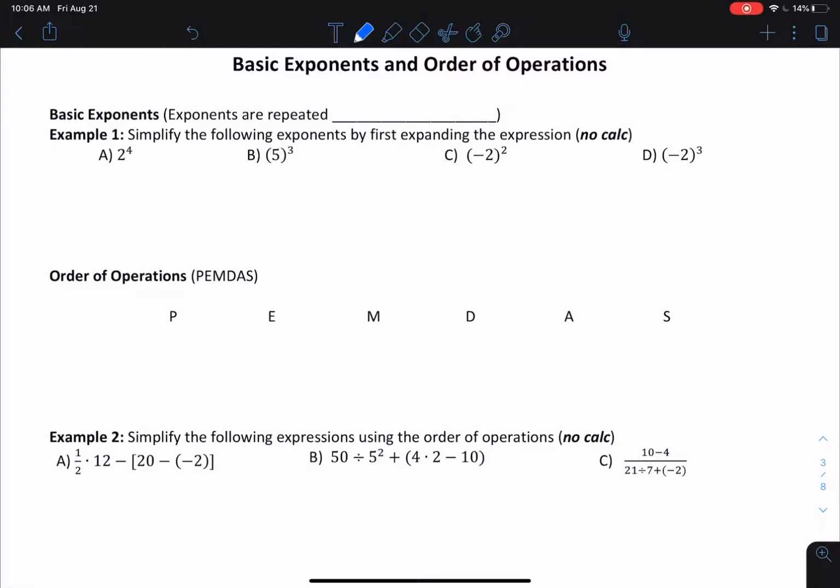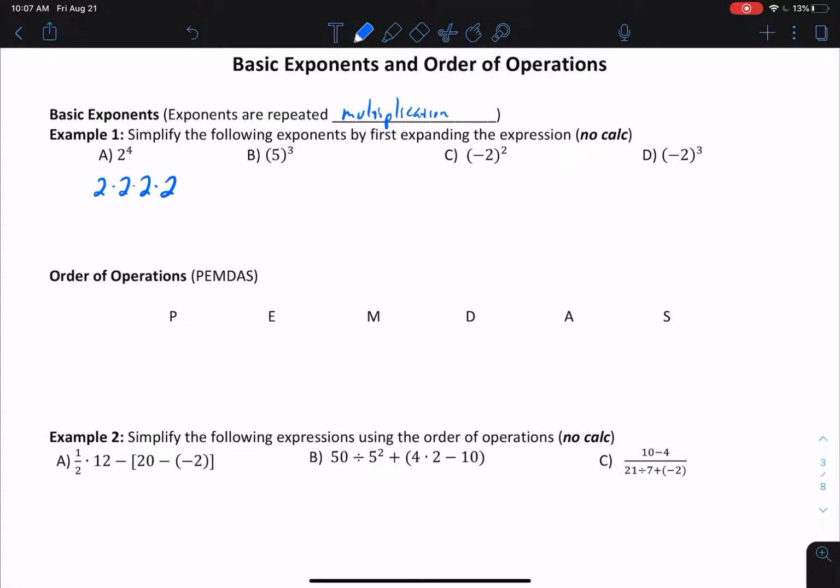So remember that exponents are just repeated multiplication. So if I want to simplify these exponents, what I have to do first until I get used to it is actually expand this out. Write out what you're actually doing. So 2 to the 4th is the same thing as 2 times 2 times 2 times 2. Okay, it is not 2 times 4, it's 2 times 2 times 2 times 2.